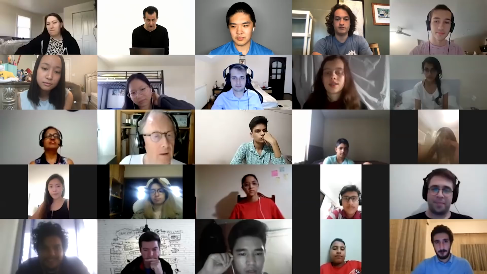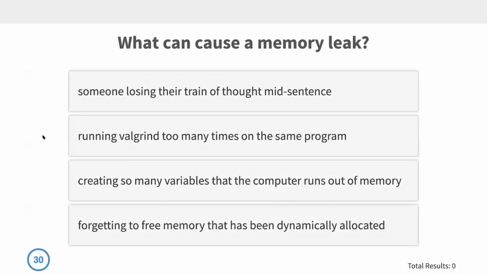All right, question 13 is what can cause a memory leak? You have 4 options. Option 1 is someone losing their train of thought mid-sentence. Option 2 is running Valgrind too many times on the same program. Option C is creating so many variables that the computer runs out of memory. And finally, forgetting to free memory that has been dynamically allocated. Which can cause a memory leak?